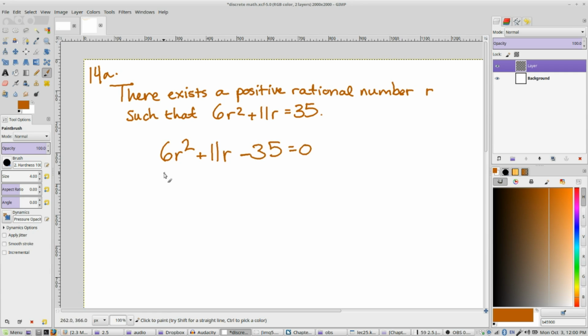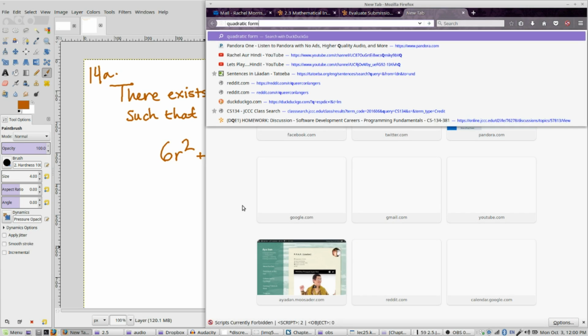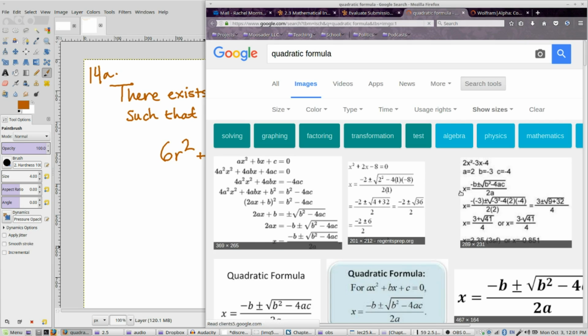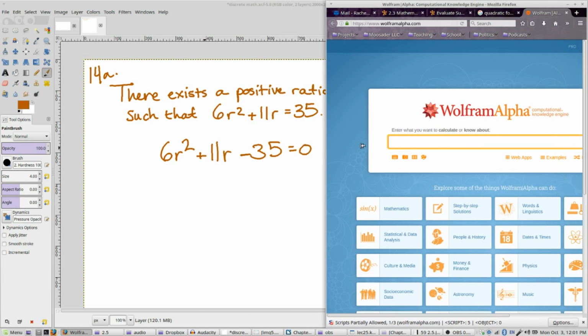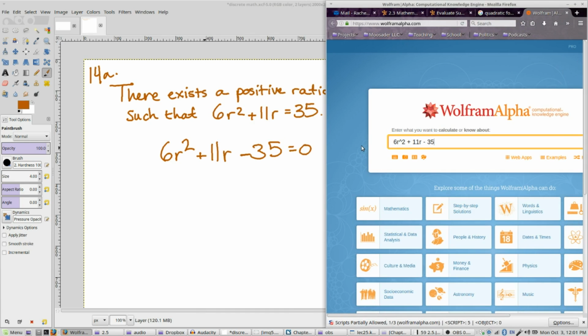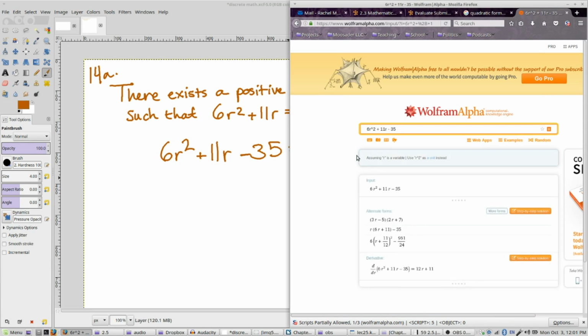And we could do the factoring, or we could use the quadratic formula to solve it, or we can just go to Wolfram Alpha. So I'm going to type in 6r squared plus 11r minus 35, and I think it will solve this without even me putting equals 0, and it will give me the roots.